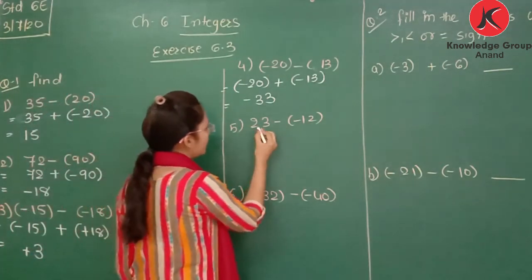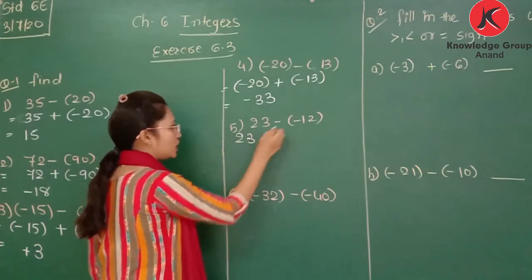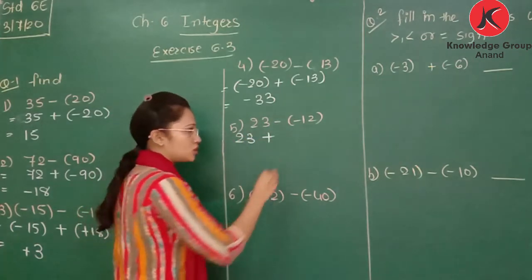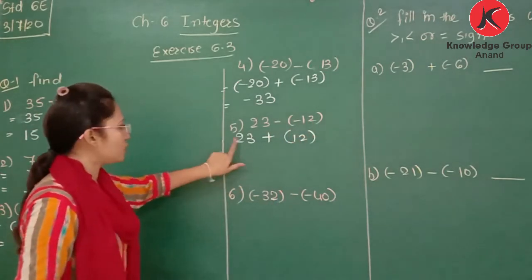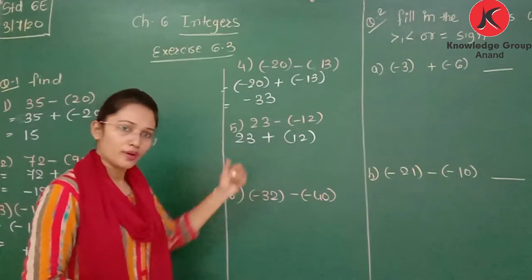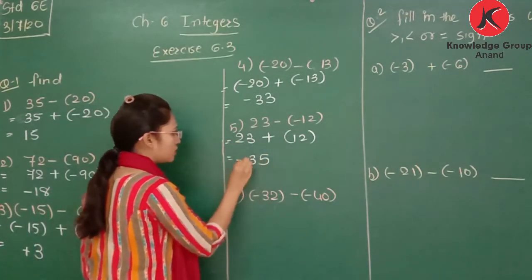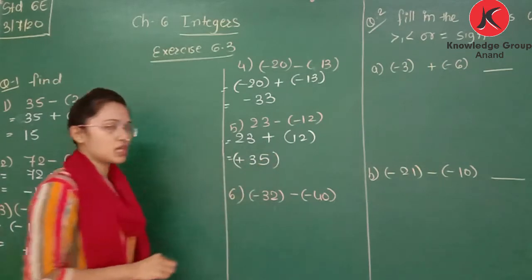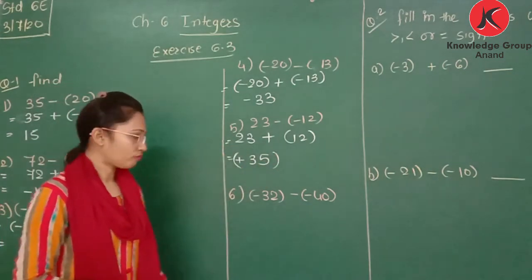Now next one, 23 minus minus 12. So again 23, subtraction becomes addition, inverse of minus 12 is plus 12. Now 23 is positive, 12 is positive, add the numbers. So 35. Sign of greater number is plus. Here 23 is greater and sign is plus.